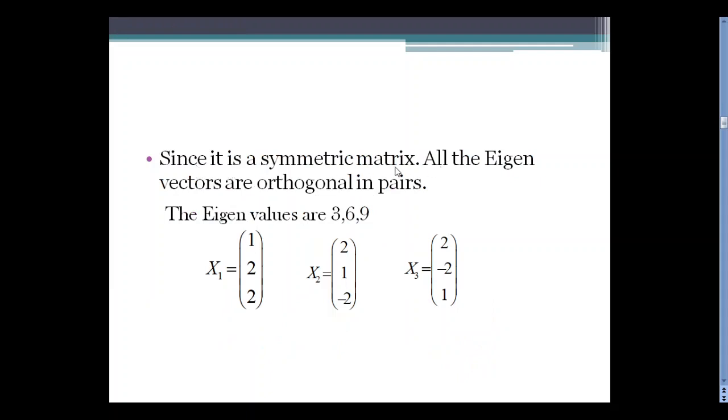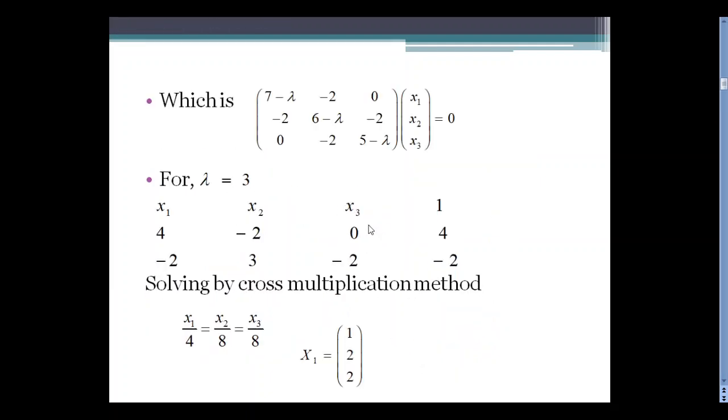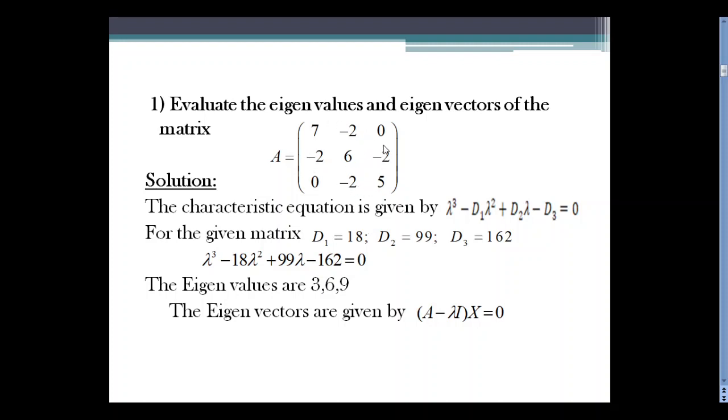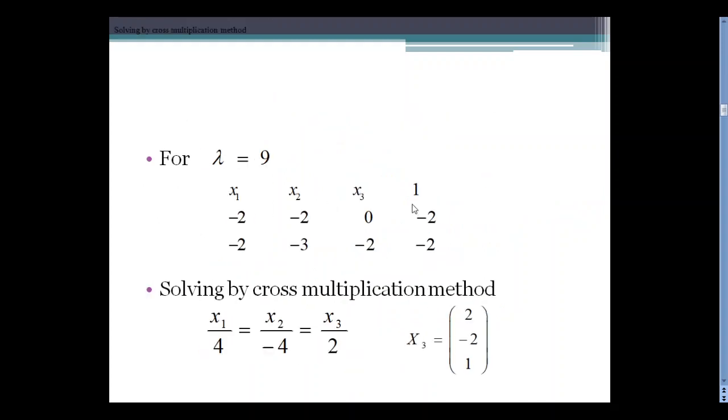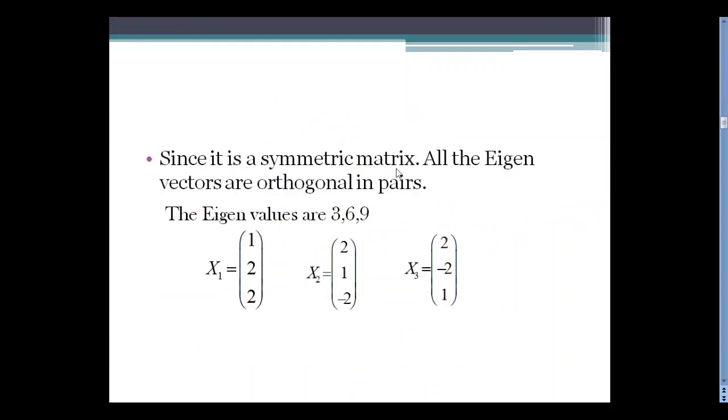Since it is a symmetric matrix, what you observe from the given matrix is that when you take A transpose, you get the same matrix. So the matrix given in your problem is symmetric. For a symmetric matrix, all the eigenvectors are orthogonal in pairs. That is, when you multiply X1 transpose into X2, you will get 0.